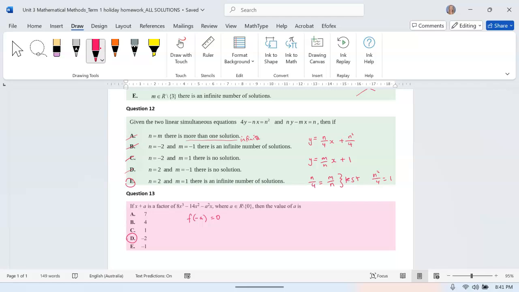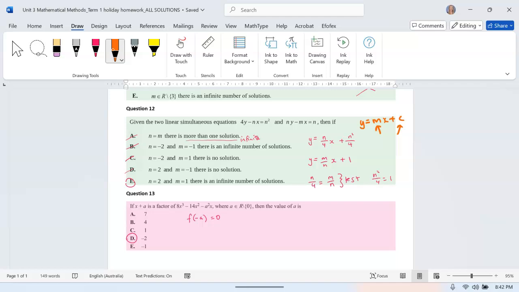You'll notice what I've done is I've rearranged them in the form y equals mx plus c. So straight away we can see that's our gradient and our y-intercept. So if your gradients are the same, just like before, it's either going to be parallel or the same line. And then if your y-intercept's the same, clearly the same line.